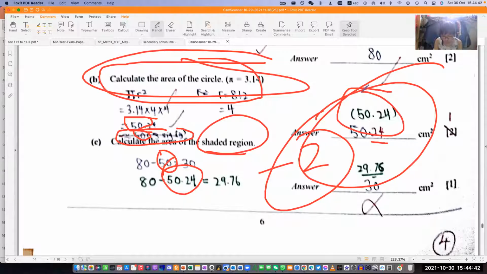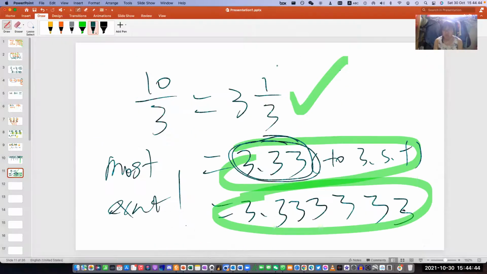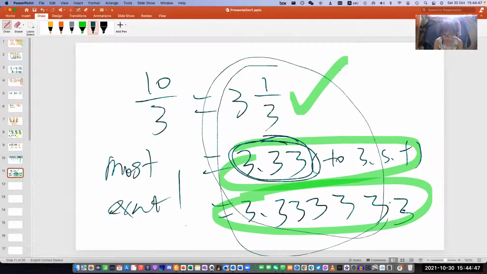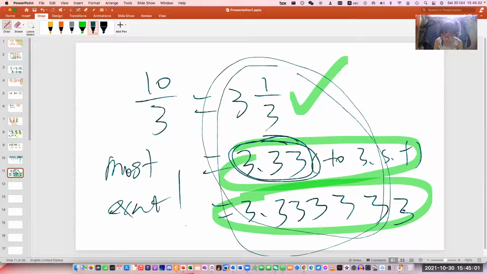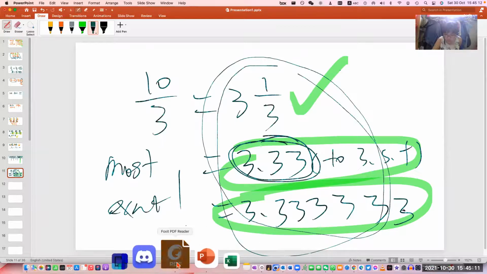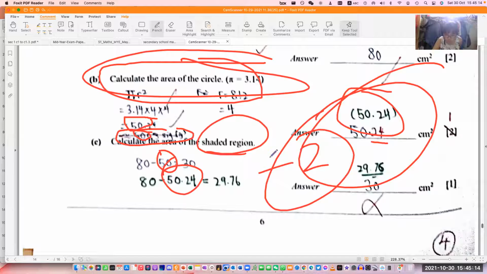Why? And I asked you, among these three answers, which one should you choose? You cannot answer me. I keep repeating. If you have 3 answers, you should choose the what? Most exact. Then among these 3, which one is the most exact? 3 whole 1/3. Yes. So same thing. During the exam, if you cannot decide, you ask yourself, 50.24 and 50, which one is the most exact?